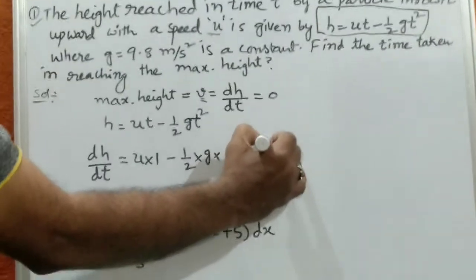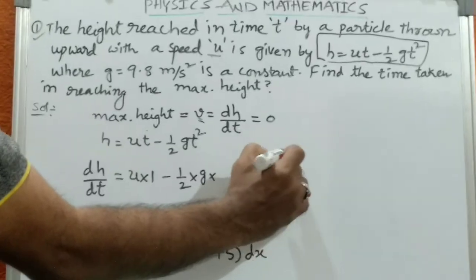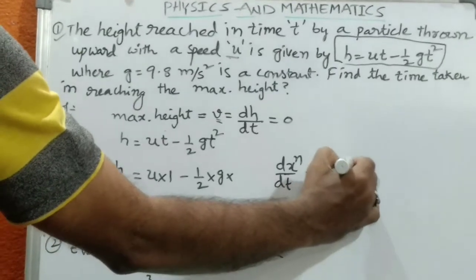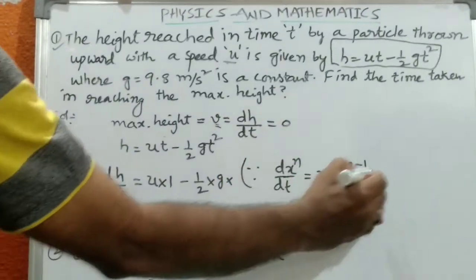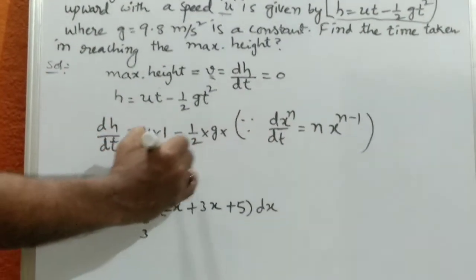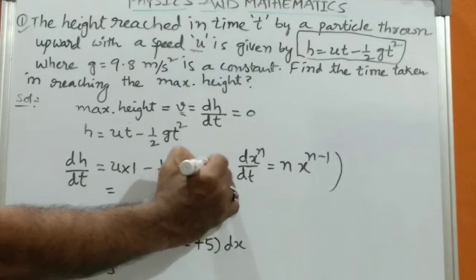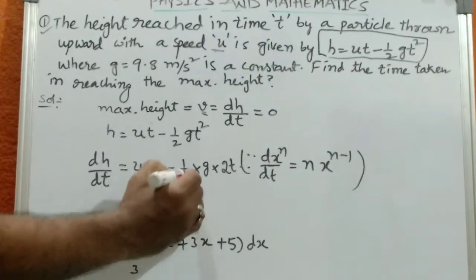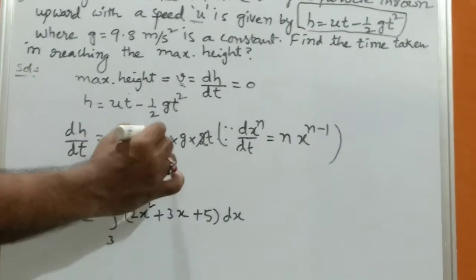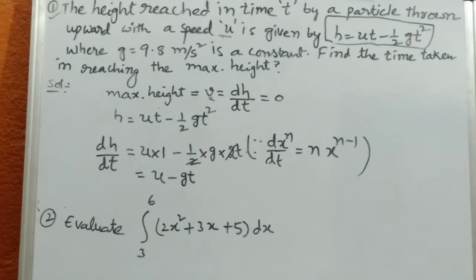Here we are using the formula: d of x to the power n by dx gives n x to the power n minus 1. That is the formula we are using here. So you get 2 into t, and this 2 gets cancelled. So u minus 1 into gt, you get gt. So you get u minus gt.